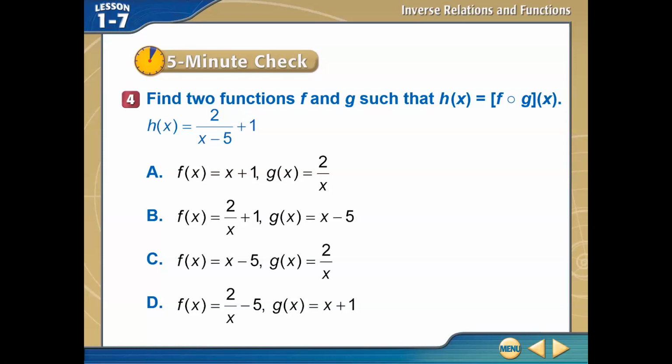And then D, f of x is 2 divided by x minus 5, and g of x being x plus 1. So if we plug g of x in for x, we would end up with 2 divided by the quantity of x plus 1 minus 5. So once again, that does not get us where we need to be. The only answer that actually restores it is answer B. So we're going to say that our correct answer is B.